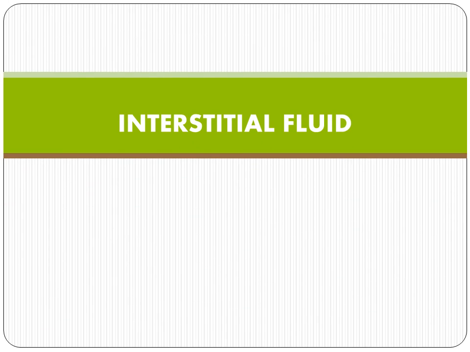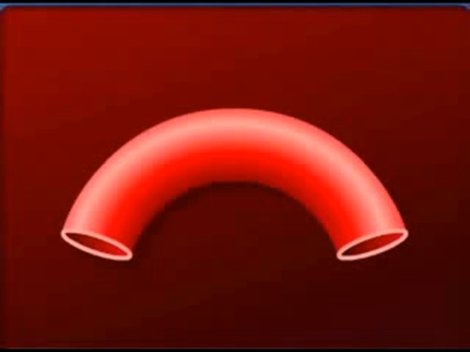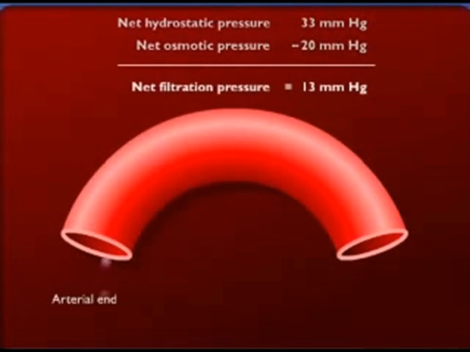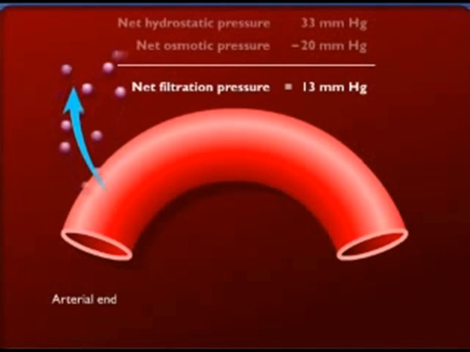I am going to talk about interstitial fluid. At the arterial end of the capillary, the net filtration pressure is equal to the net hydrostatic pressure minus the net osmotic pressure. The net filtration pressure is 13 millimeters of mercury. This causes fluid to move from the capillary into the interstitial fluid.